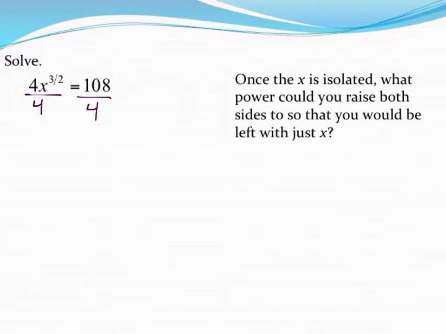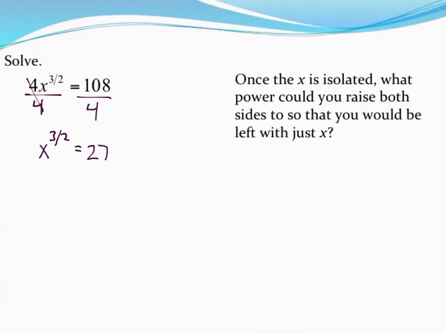So we'll start with dividing both sides by 4 to get rid of that, leaving me with x to the 3/2 power is equal to 27. Now at this point, here's what we need to consider. I want to raise both sides to a certain power, and what I want to have happen is I want my exponent to cancel out.